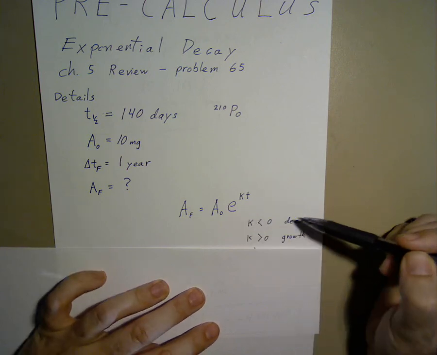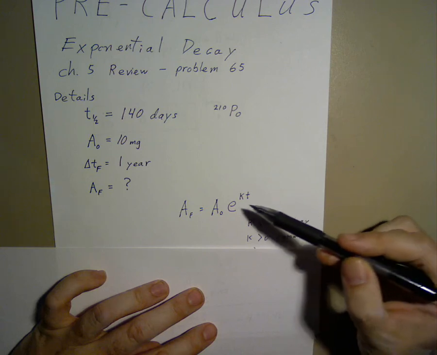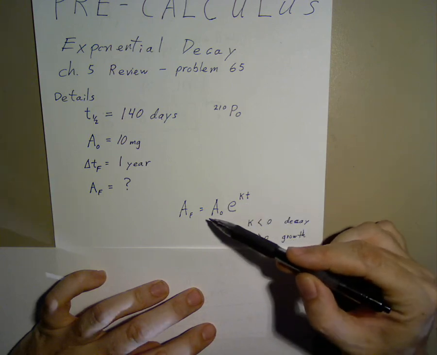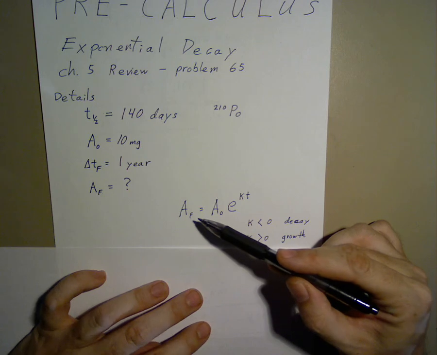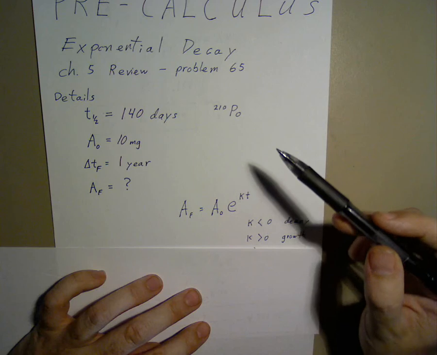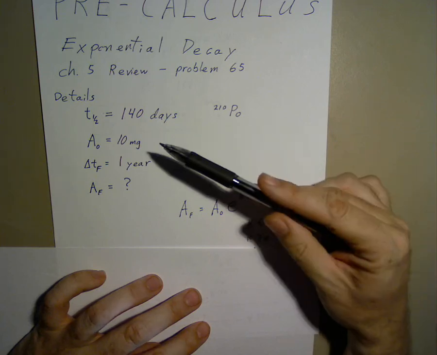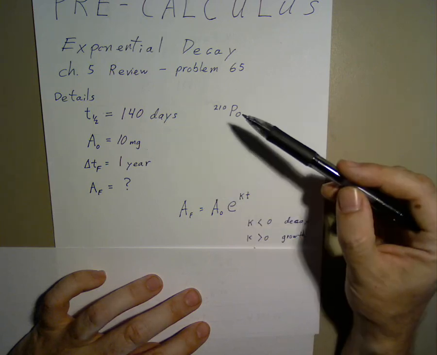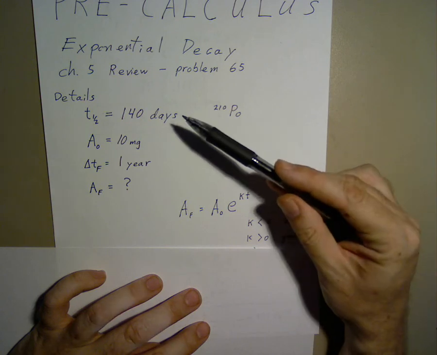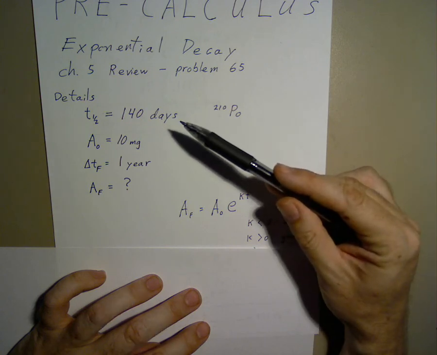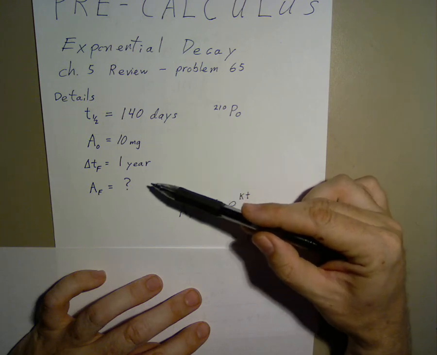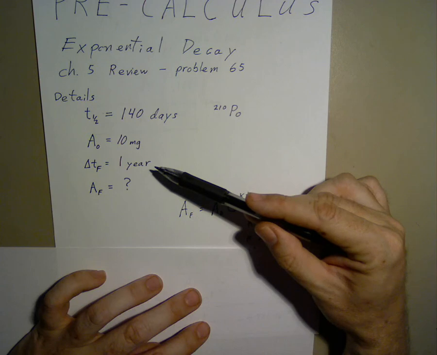So when k is negative, A final becomes a very, very small number. It approaches 0, but always positive. In this case, we have 10 milligrams of polonium-210. We know that the half-life is 114 days. We want to find out how much is left over after a year.